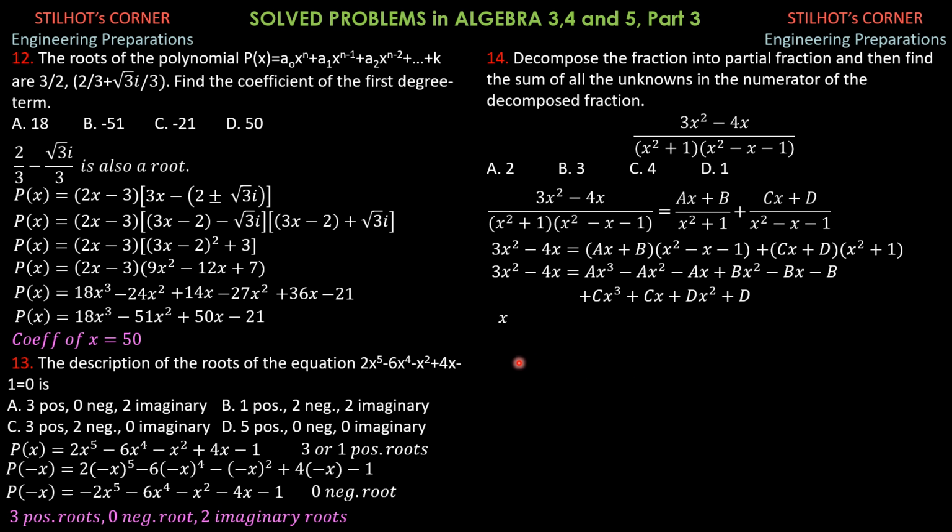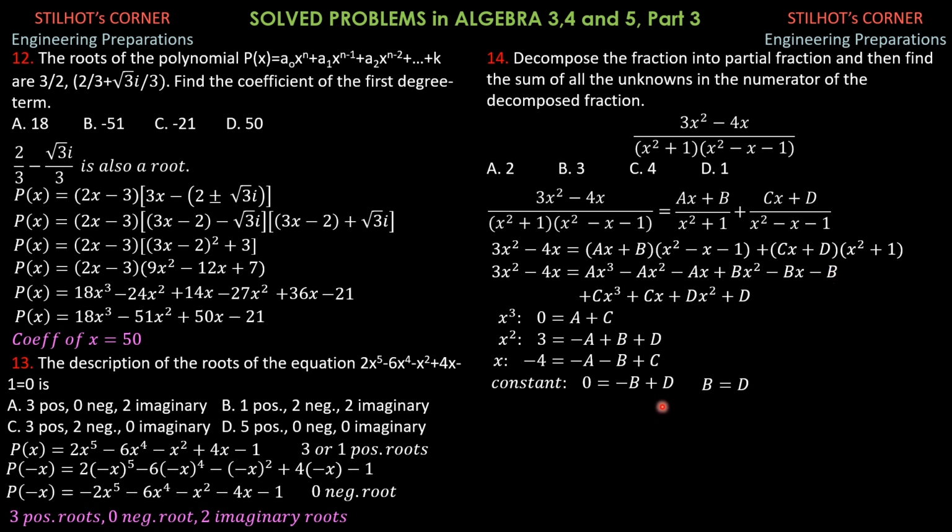We equate coefficients of x cubed. So we have 0 equals a plus c. We equate coefficients of x squared. So 3 equals negative a plus b plus d. We equate coefficients of x. Negative 4 equals negative a minus b plus c. Then constants: 0 equals negative b plus d.